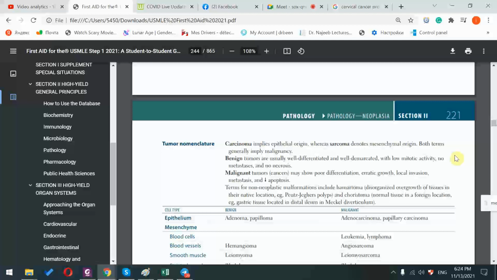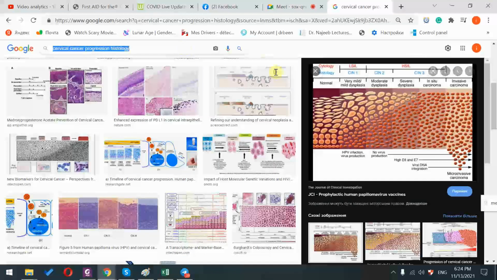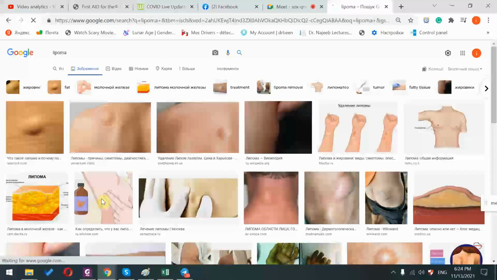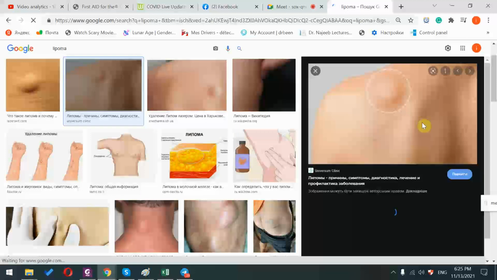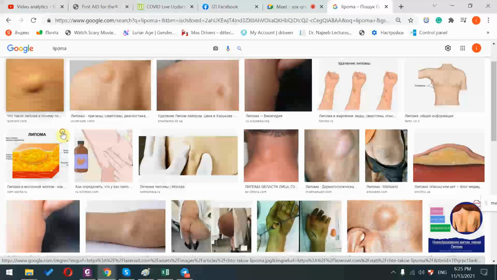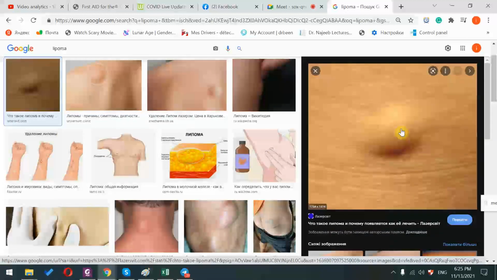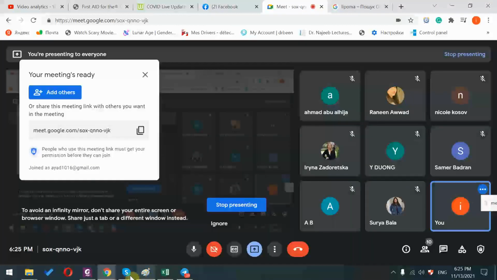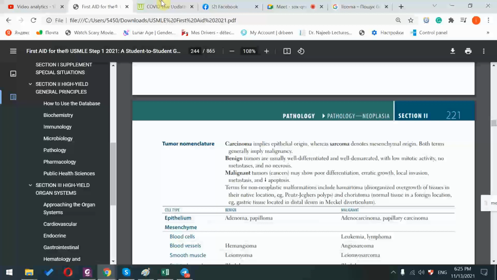It's actual cancer. While benign tumors are usually well differentiated and well demarcated, with low mitotic activity, no metastasis, and no necrosis. For example, a lipoma, which is an overgrowth of fat cells. You know, a lipoma is not malignant, it's totally benign. It's just an overgrowth of the cells. Mostly it will not become malignant, will not lead to any problem. But it's still called a tumor. It has that reputation.